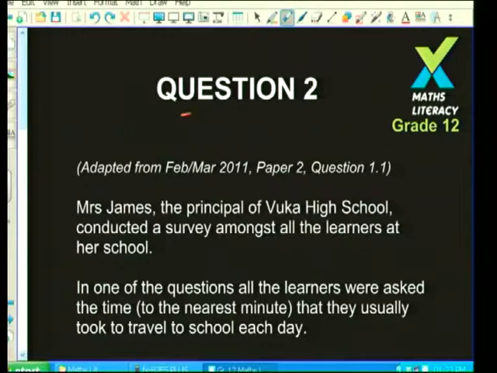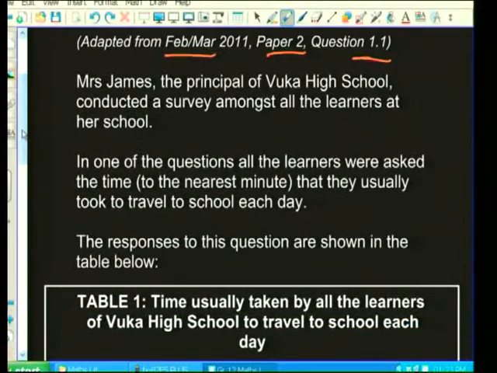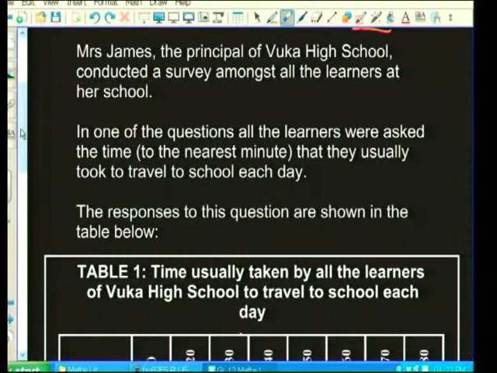Now you are ready, we are now going to be dealing with some percentages. So let's look at, what have we got? We've got question 2, and this is adapted from the Feb-March 2011 paper 2, question 1.1. Mrs. James, the principal of Vuka High School, conducted a survey amongst all the learners of her school. Now it's important that you read everything very carefully, and highlight any numbers. In one of the questions, all the learners were asked the time, to the nearest minute, that they usually took to travel to school each day. The responses to the questions are shown in the table below.